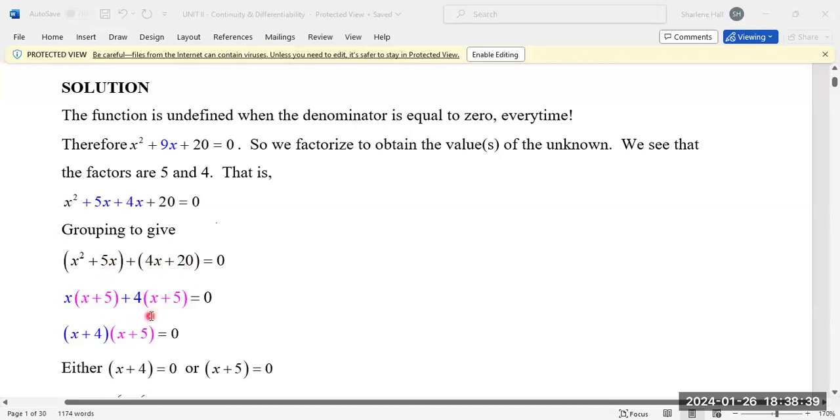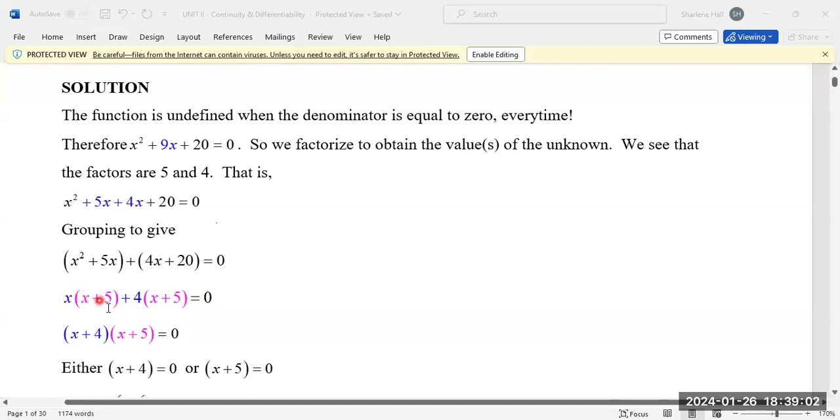Okay, watch me now. I'm going to look to see what is common here. When I look, I recognize, and I try to color code it so that you can see clearly, the ones in pink are common: x plus 5 times x plus 5. So I'm going to factor out my x plus 5.